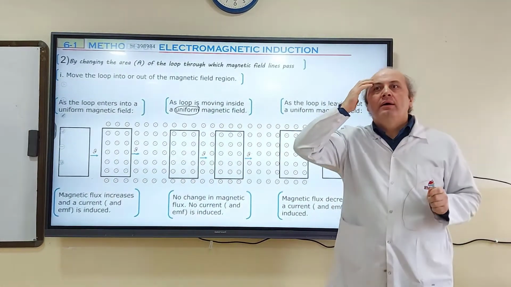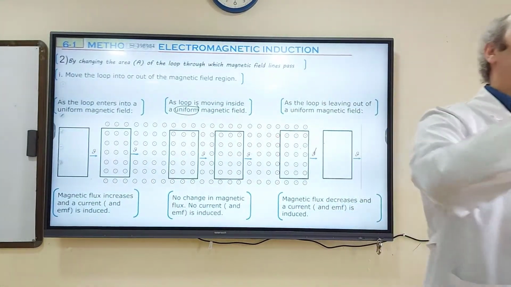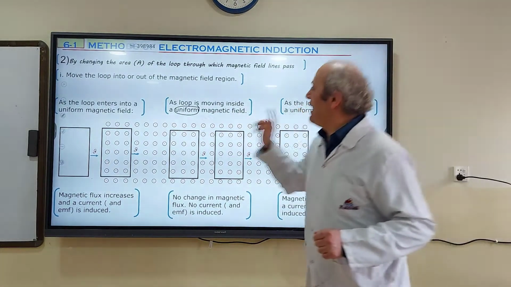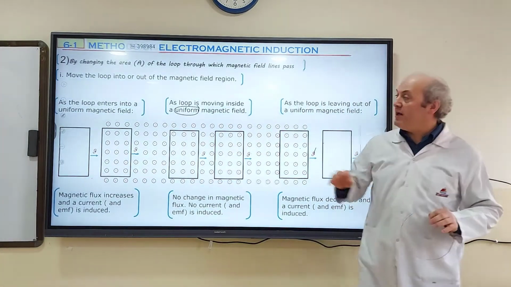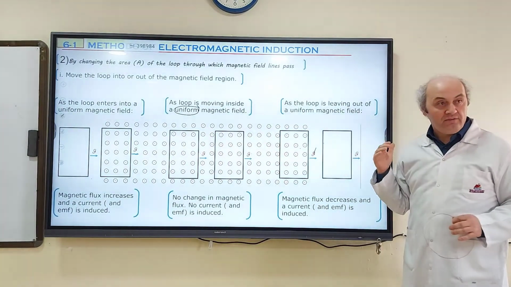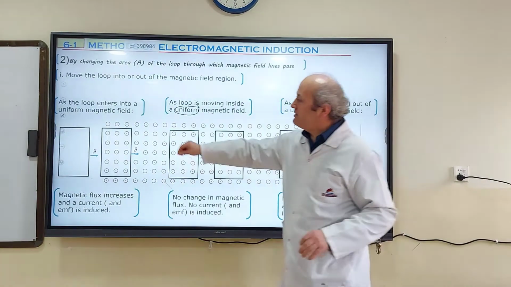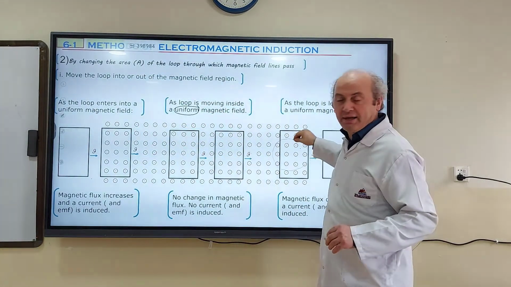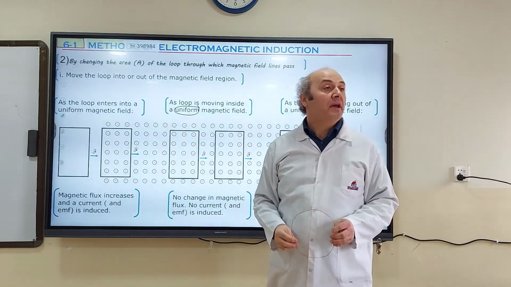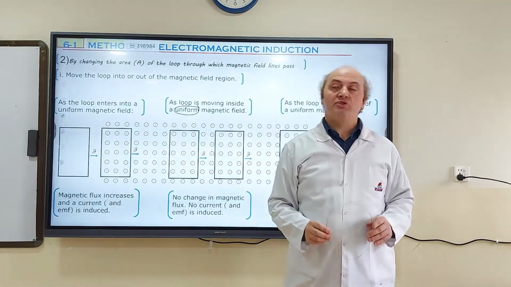So then, to summarize: while the loop is entering or leaving the magnetic field region, we can observe an EMF because there is a change in magnetic flux. But as the loop is moving inside the uniform magnetic field, because there is no change in magnetic flux, we cannot observe an EMF. We cannot measure a current.